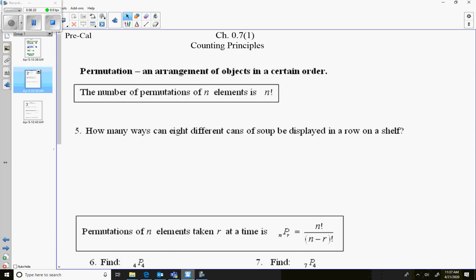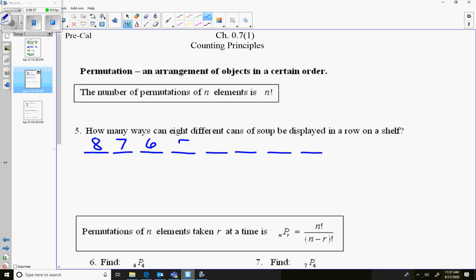So 8 different cans of soup be displayed in a row on a shelf. So we're going to have 8 blanks. How many choices do we have to go first? There's 8. Well, now that can is there. So now how many choices are there for which can goes second? There's only 7 choices left. Now how many choices do we have for which one goes third? 6 choices. 5 choices. 4, 3, 2, 1.